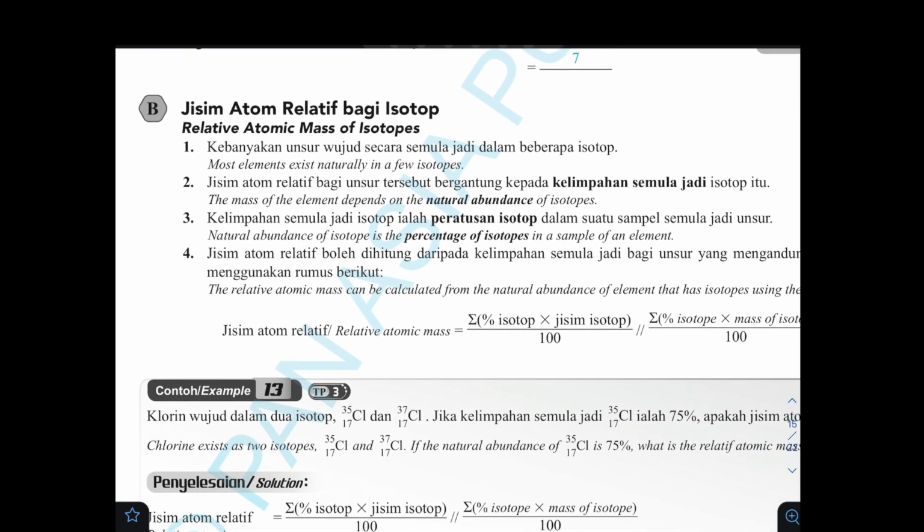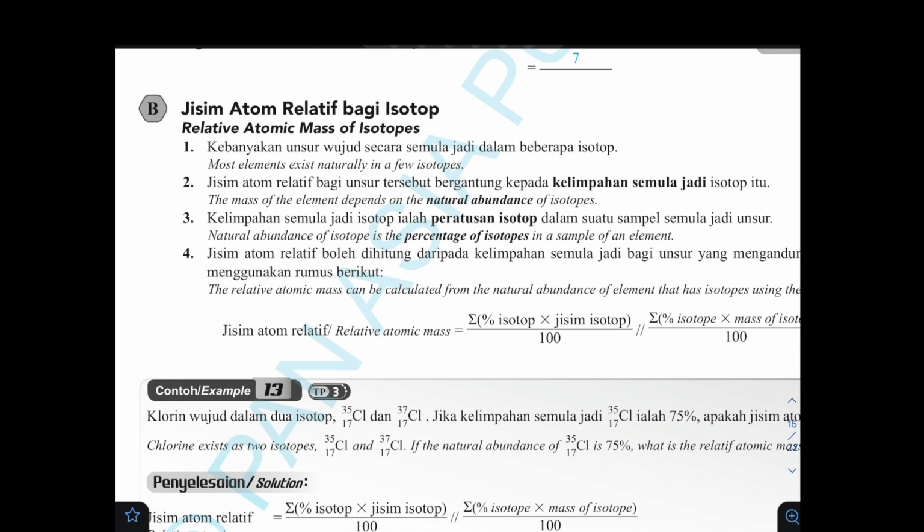Okay, kita terus untuk yang seterusnya, B, relative atomic mass of isotope. Okay, saya harap kamu dapat fokus ya. Ini sebab saya buat video ini pun ramai orang datang rumah. So terpaksa nak tak nak kita terpaksa jugalah. Saya terpaksa juga terangkan sebab ini semua akan masuk dalam ujian ya.